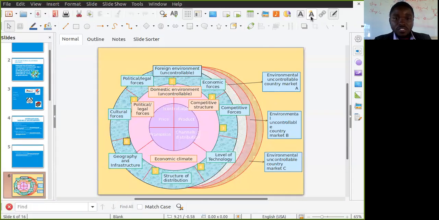There are some products in which a firm can have a monopoly over the entire business that is running. And then there are some products where a firm cannot decide on the price that it has to set for its product. That is the competitive structure that a firm is going to face in the domestic environment. We also look at geography, infrastructure, economic climate, structure, distribution, level of technology. These factors as well can be uncertainties that a firm can face in these types of environments that we have captured.